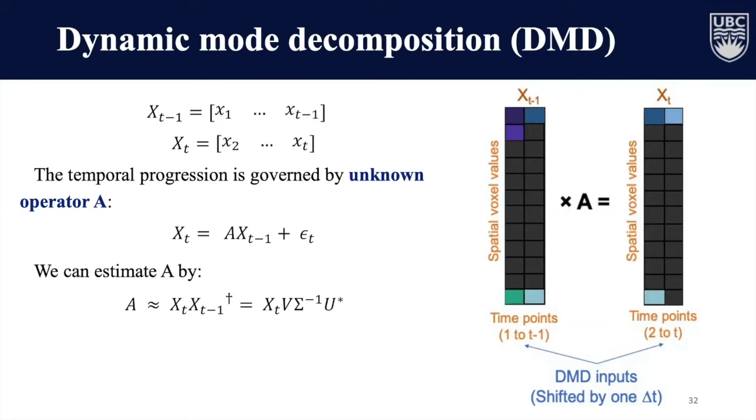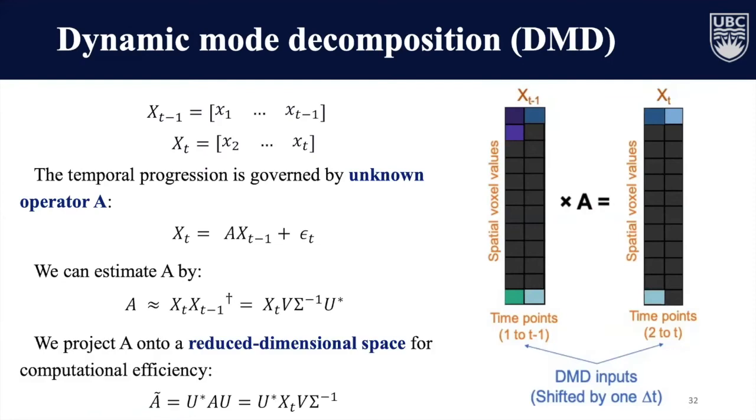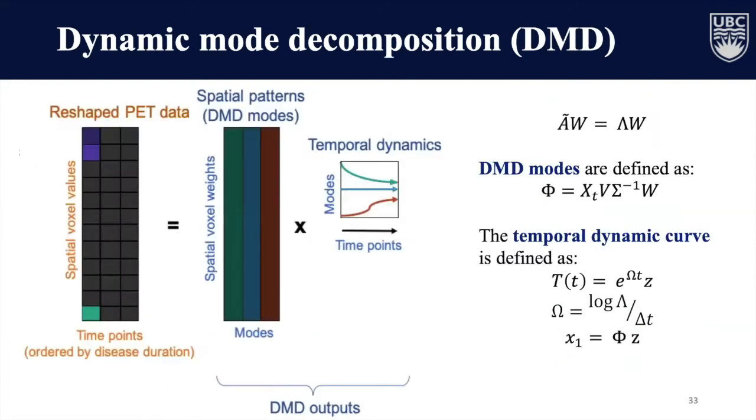And we want to estimate this unknown operator A that tracks the progression from one time point to another time point. However, direct estimation of this A is very computationally expensive. So what we did is to project A onto a reduced dimensional space for computational efficiency. I won't go into the details of how to compute A, but the main results of DMD is the DMD modes, which are these long vectors representing the spatial patterns associated with different temporal progression curves.